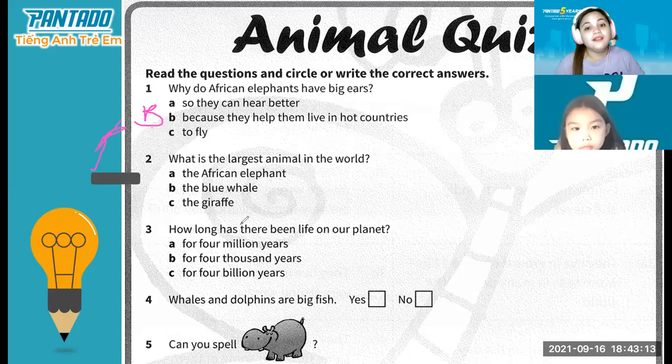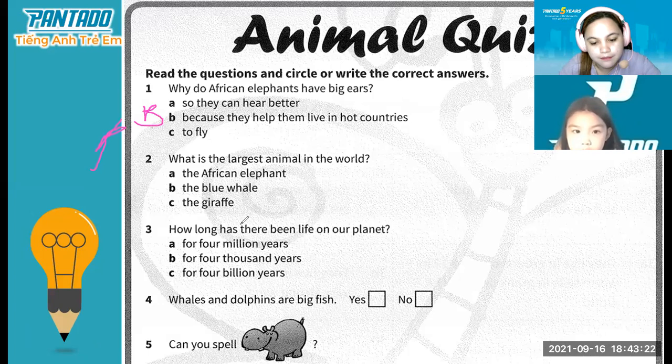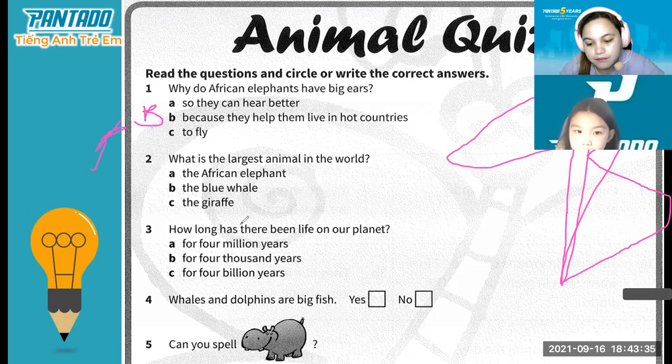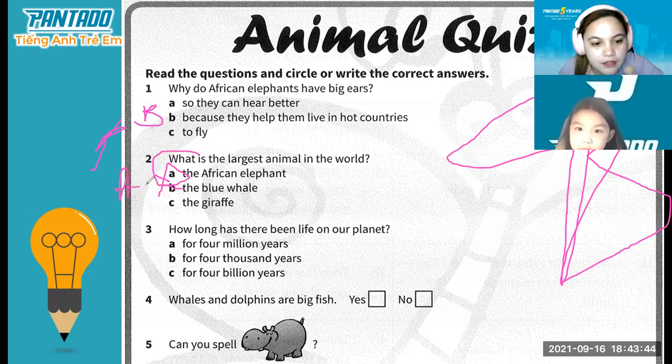Okay, number two. What is the largest animal in the world? What is largest? Largest means it's the most, it's the biggest. It's A. Let's see. Next one, number three. How long has there been life on our planet? C. Okay, last one, number four.